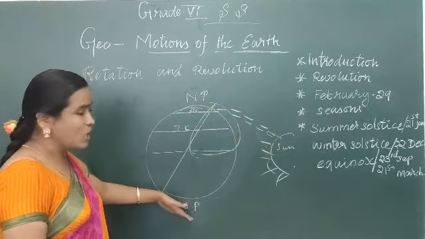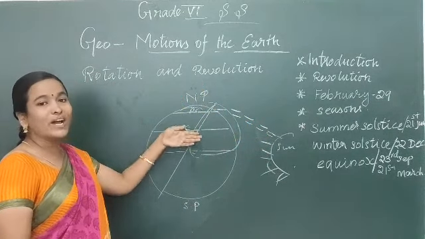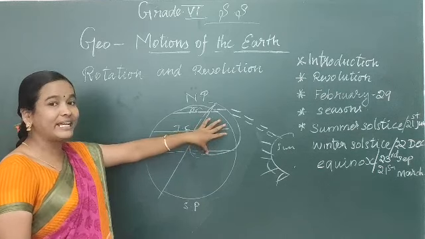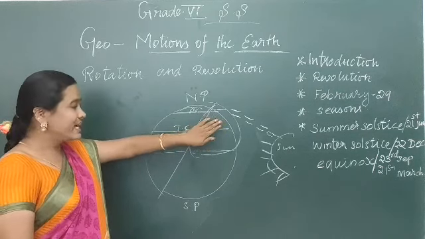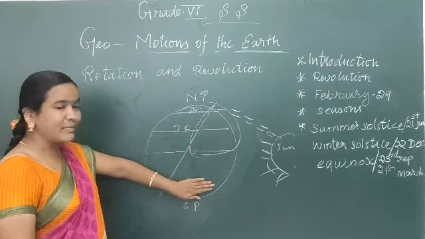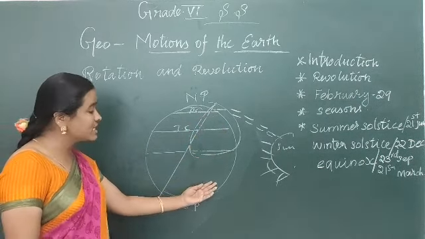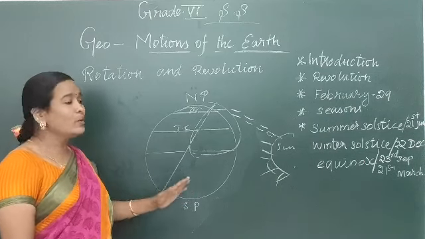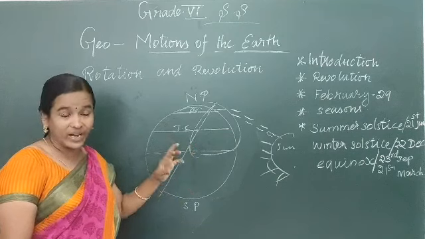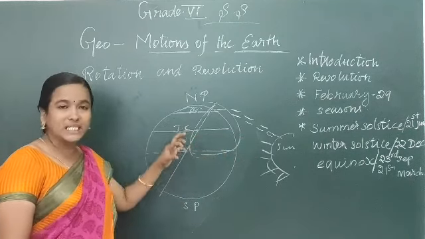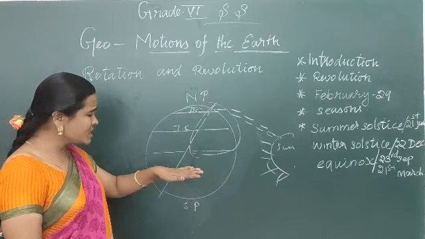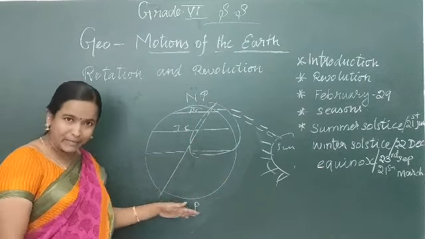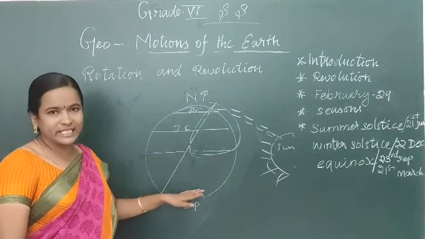If you look at the South Pole, the condition is vice versa. What is happening here? Here it is not the summer season. Here it remains the winter season because it moves away from the sun. The portion which is away from the sun will not receive much light from the sun. That's why the South Pole, the southern region, the southern hemisphere, remains in the winter season.